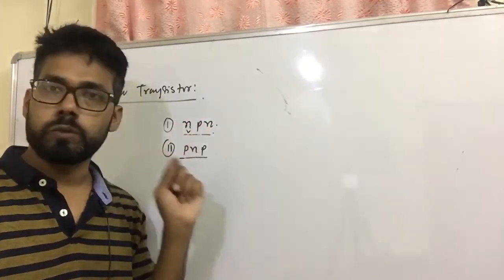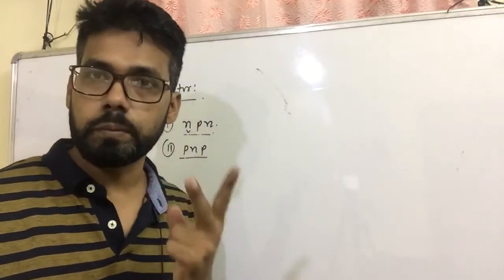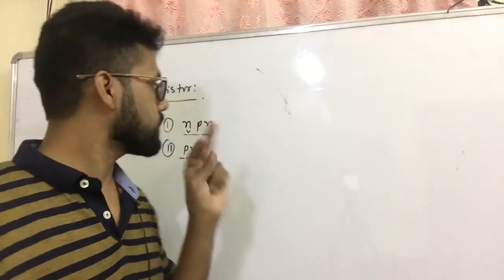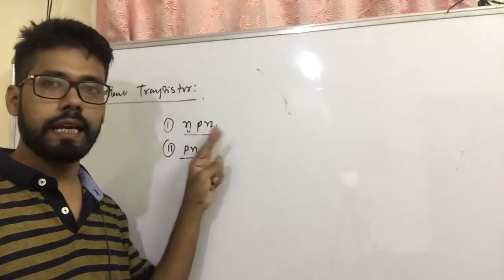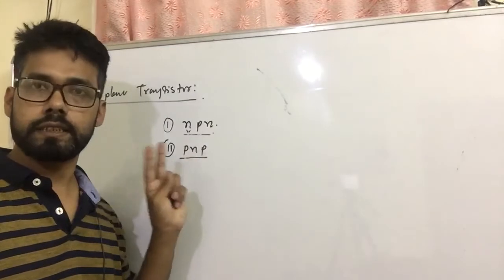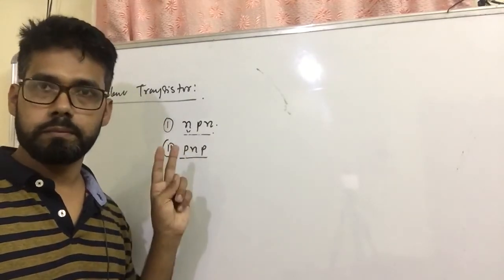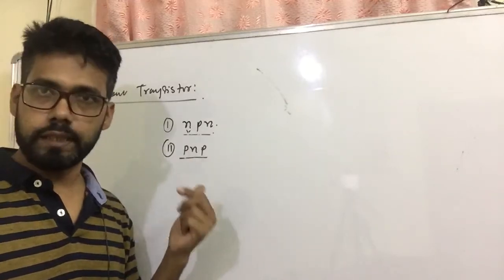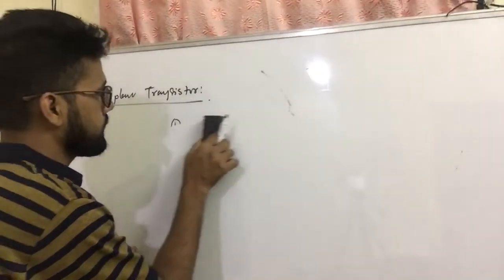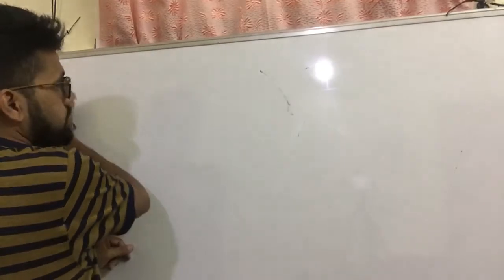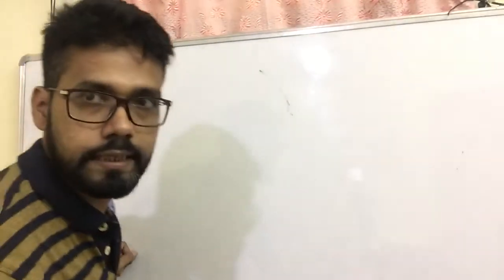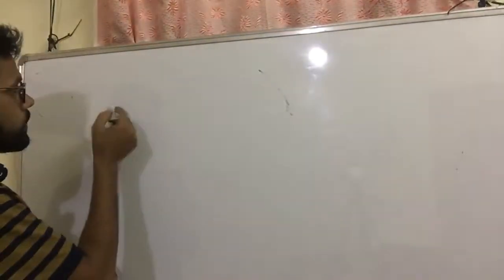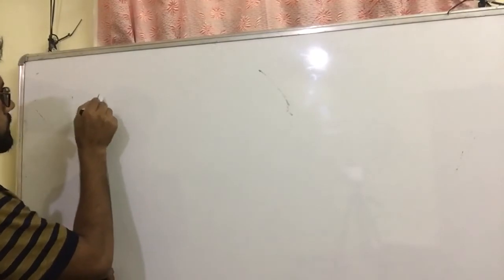Clear? Number two, the transistor is divided into two parts: the NPN transistor and the PNP transistor. We have to study both of these. The internal mechanism is almost similar. This is one. These are the two types of transistor, NPN and PNP. So whatever it is, now the construction.